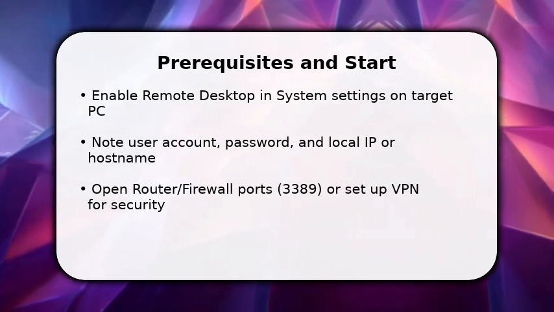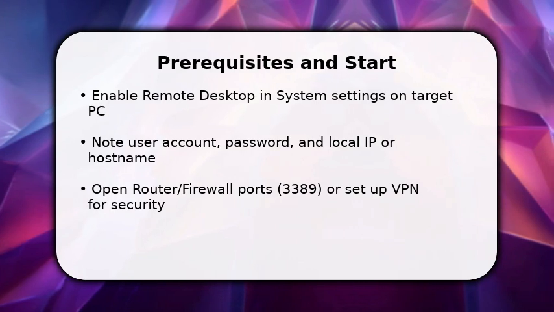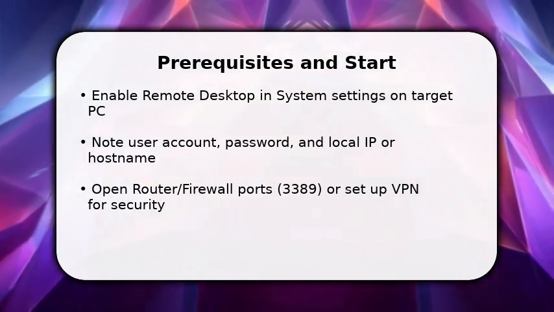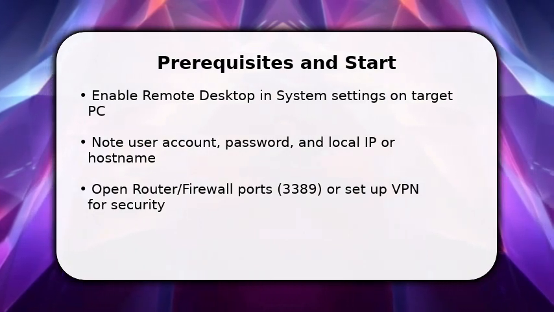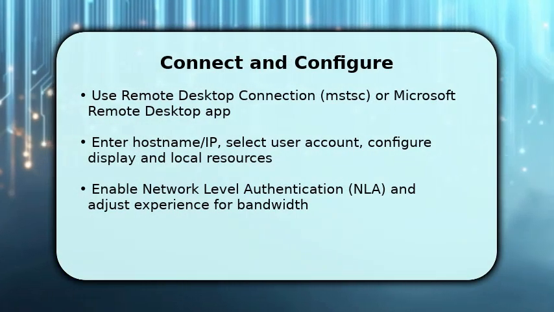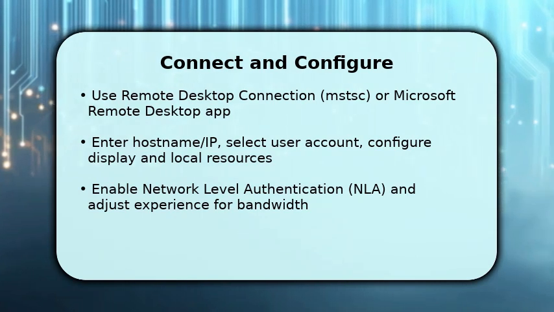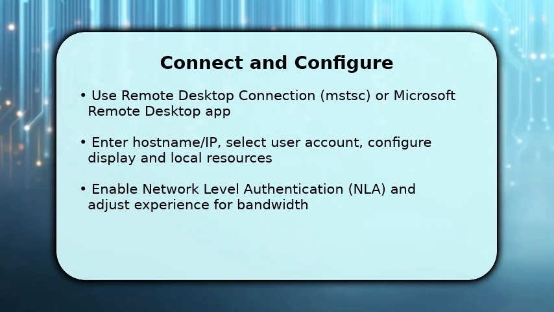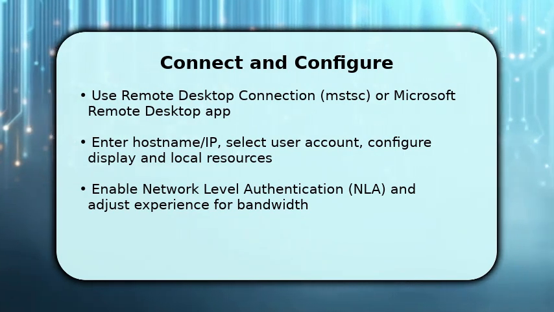Make sure both devices are on reliable networks, update Windows, and optionally register a dynamic DNS name so you won't lose connection when IPs change. Open the remote desktop client on your device and enter the target PC's hostname or IP. Choose the saved user or type credentials when prompted. Using a Microsoft account works too.